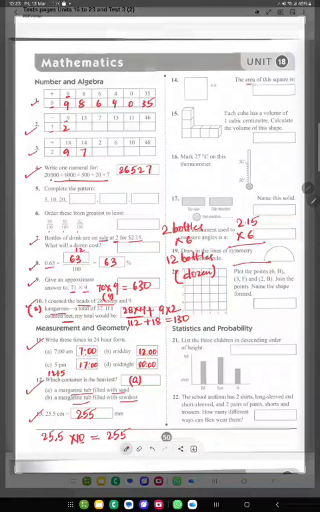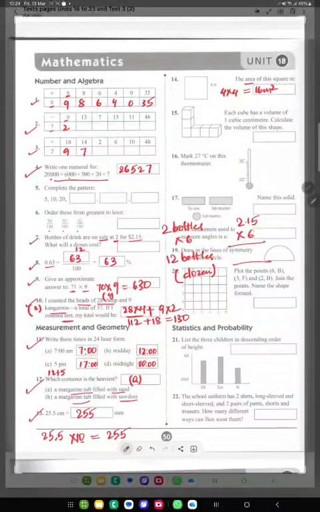Question 14 is the area question. Don't forget, in area we multiply, in perimeter we add. So it's 4 meters times 4 meters, which is 16 square meters each.